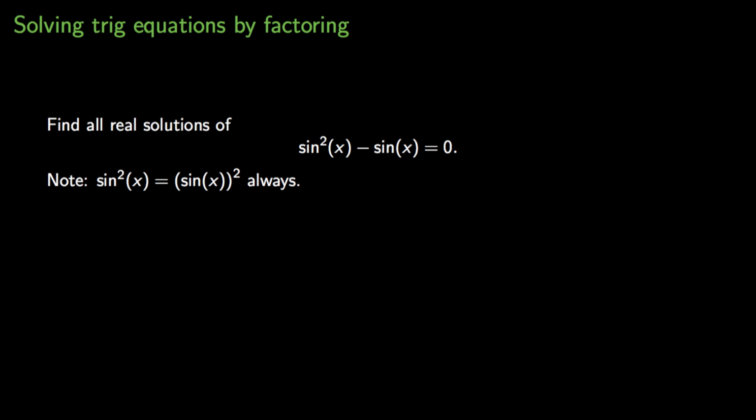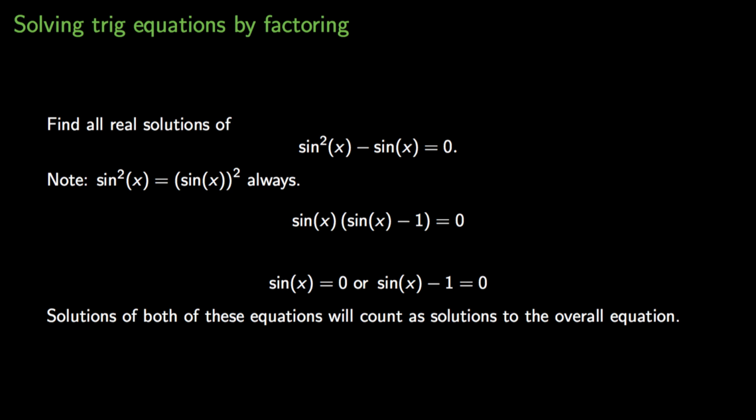So once you know that, what are you supposed to do with this equation? Well, you notice that this is sine x times sine x, and this is sine x. That means that these two expressions here, these two terms, have a factor in common. We're going to factor out that sine x and then write the leftovers inside a set of parentheses. So once this equation is completely factored out, you split because it equals 0. You can write sine x equals 0 or sine x minus 1 equals 0. Solutions of both of these equations are going to count as perfectly good solutions to the overall equation.